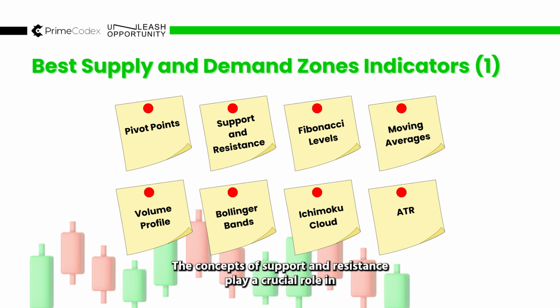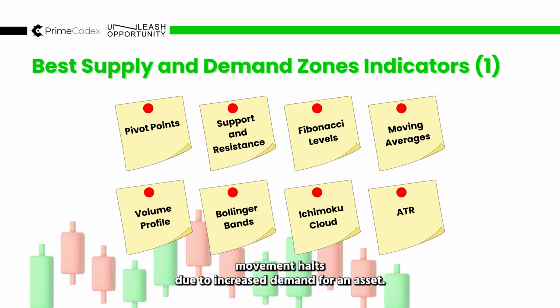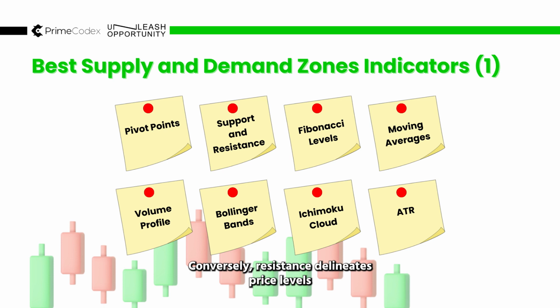2. Support and resistance. The concepts of support and resistance play a crucial role in comprehending and assessing chart patterns. Support signifies price levels where downward movement halts due to increased demand for an asset. Conversely, resistance delineates price levels where upward price movement reverses, typically accompanied by a sell-off.